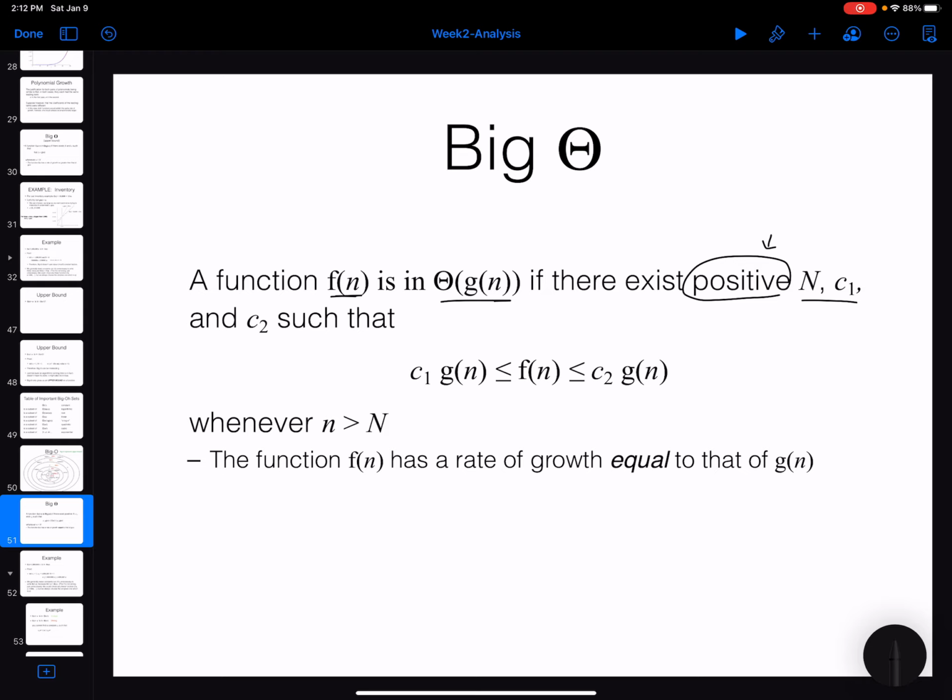So that for all the values of n greater than capital N, I can find these two constants C1 and C2 such that C1 multiplied by g of n is less than f of n, and C2 multiplied by g of n is greater than f of n. So it's actually just telling you that the growth ratio of f of n is exactly equal to g of n. If you can show this, you will say that the growth ratio of f of n is exactly equal to the growth ratio of g of n.